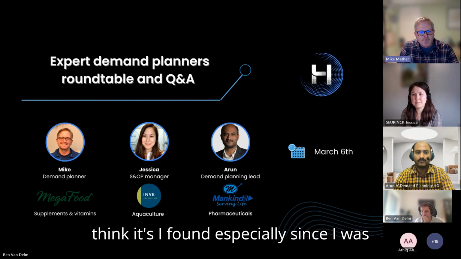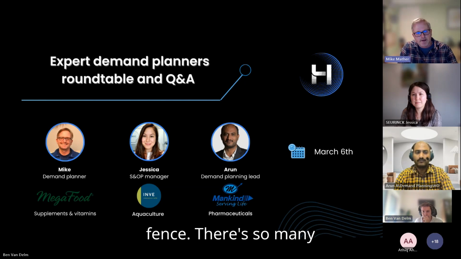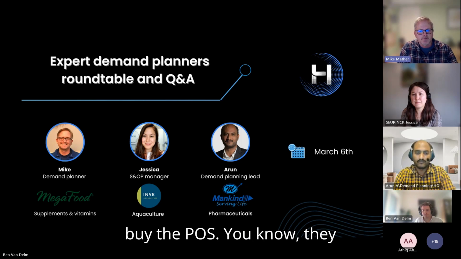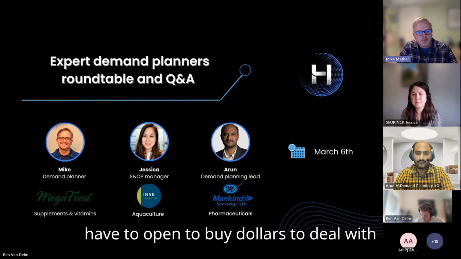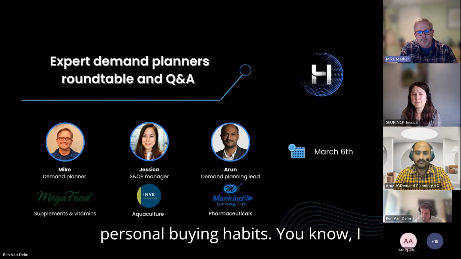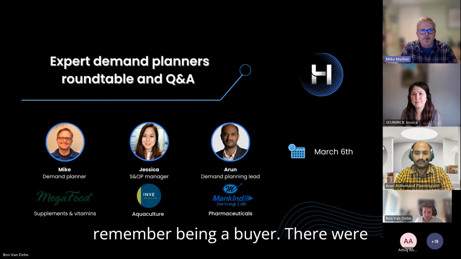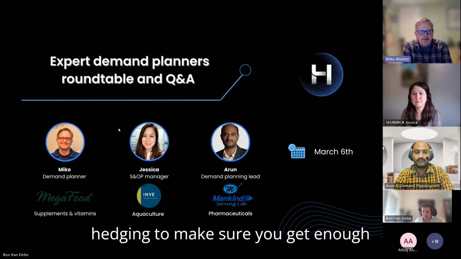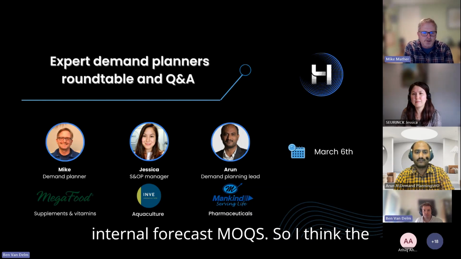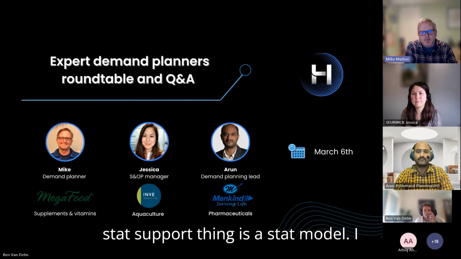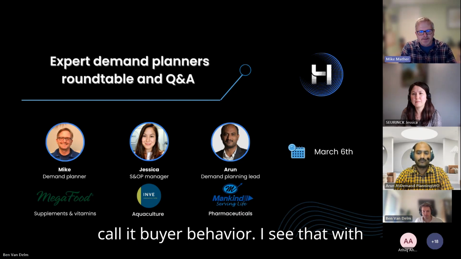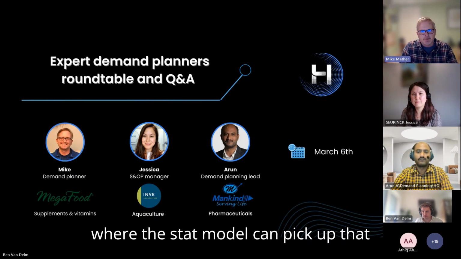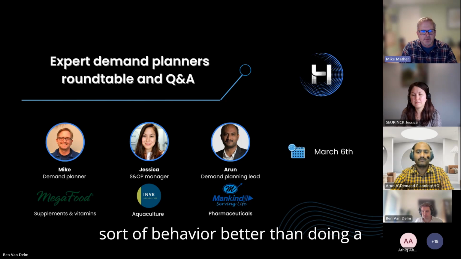But I found, especially since I was a former buyer on the other side of the fence, there are so many reasons why somebody wouldn't necessarily buy to the POS. They have open-to-buy dollars to deal with, year-end financial constraints, their own personal buying habits. I remember being a buyer, there were certain months that I preferred to deal and place POs, hedging to make sure you get enough inventory. You might question your own internal forecast, MOQs. So the important thing is a stat model. I call it buyer behavior. I see that with some of our 20 accounts, the buyer has a definite behavior, and that's where the stat model can pick up that sort of behavior better than a POS-based model.